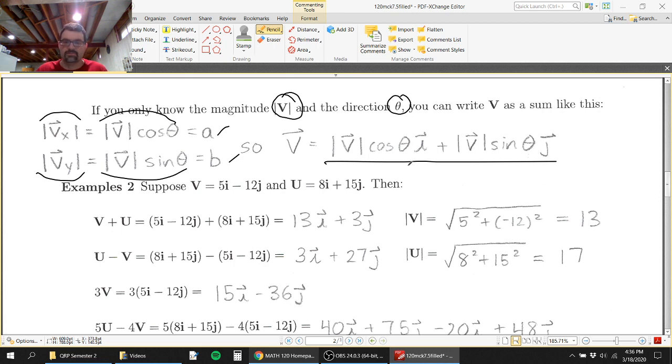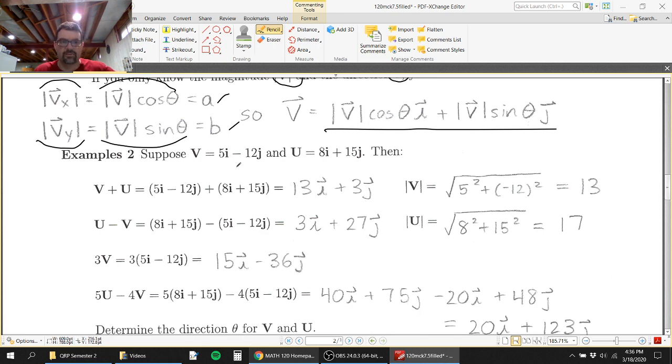So the next example is just do some basic arithmetic with vectors written in terms of i and j. So if v is 5i minus 12j, which is the same as saying v is 5 comma negative 12, and u would be the vector 8 comma 15. Well, to do the addition, you really just combine like terms as if these were just good old unknown variables. 5 i's plus 8 i's makes a total of 13 i's, like so. Minus 12j, add 15 j's, you've got 3 positive j's.